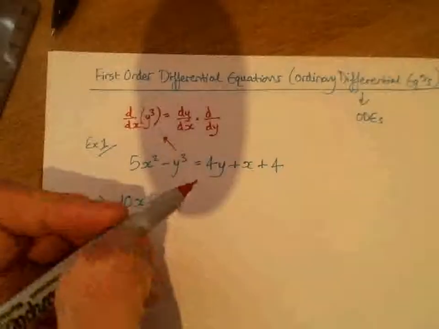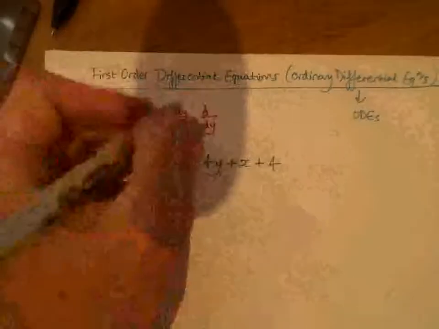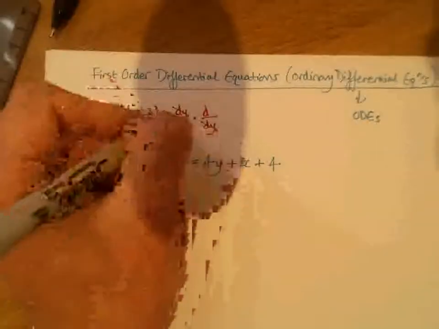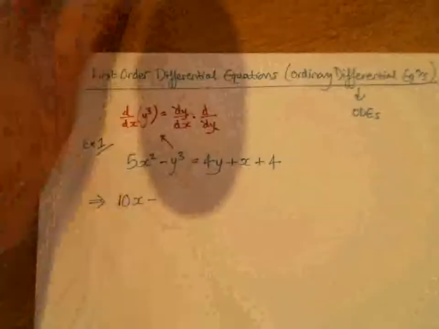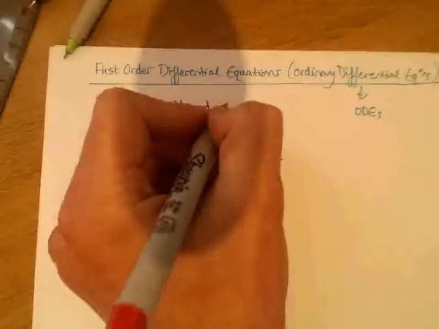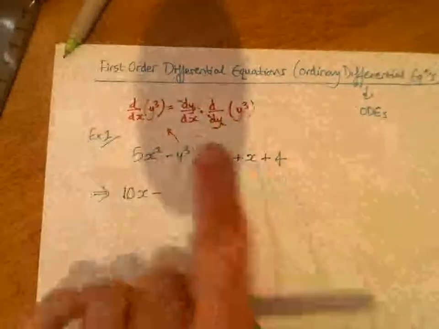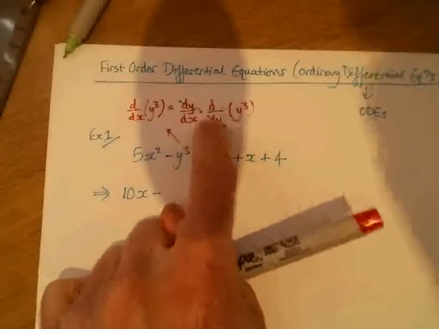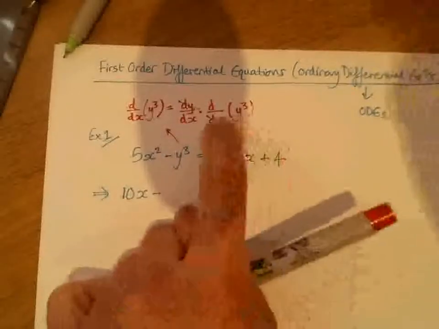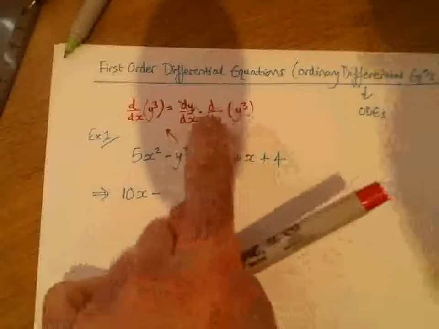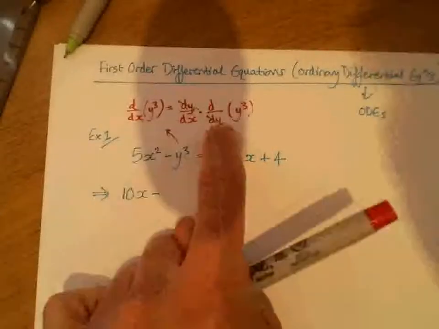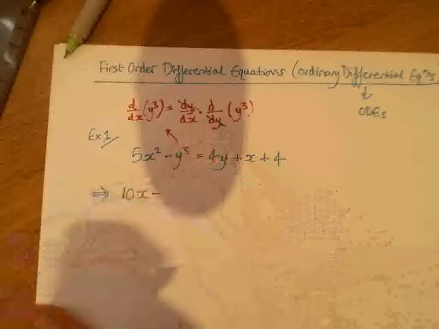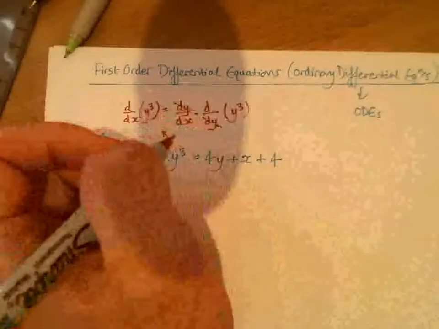hopefully you can see that these two would cancel to leave d by dx, which is what I've got here. So I can just say that actually this is the same as dy by dx times d by dy of y cubed, and hopefully with almost a visual representation, you can see that these are equivalent.